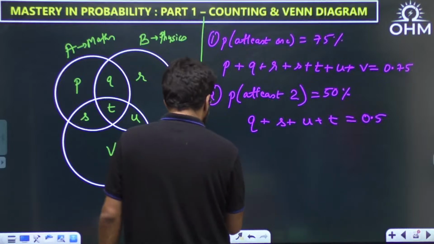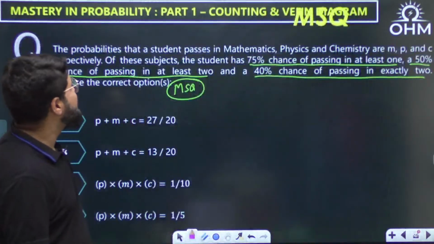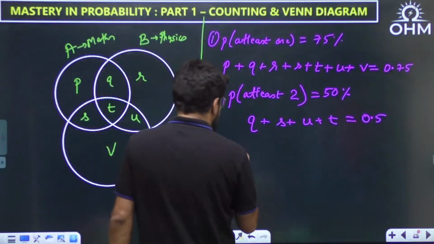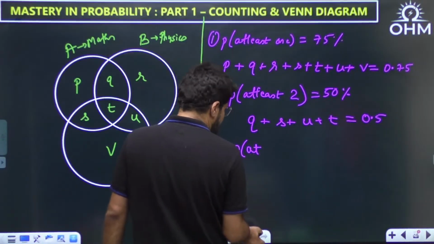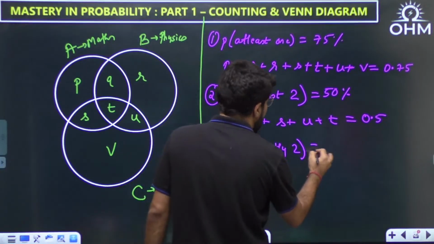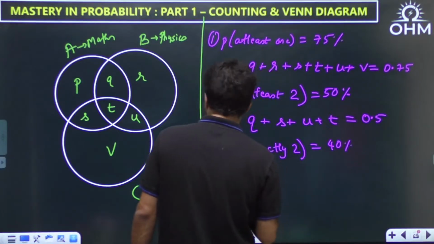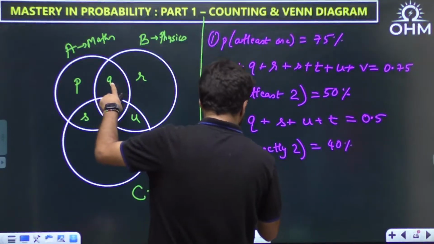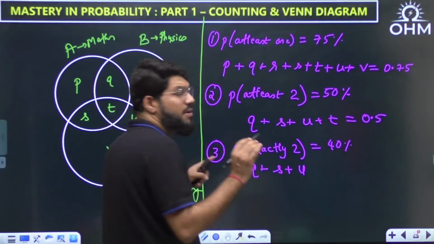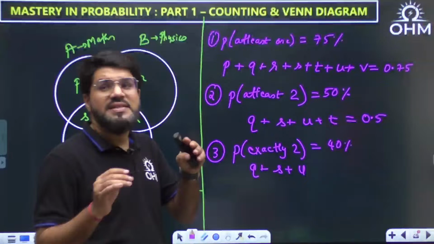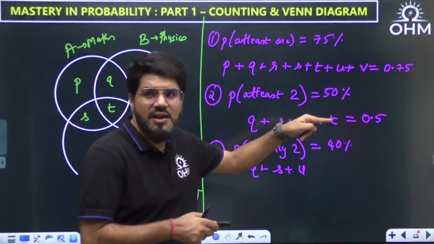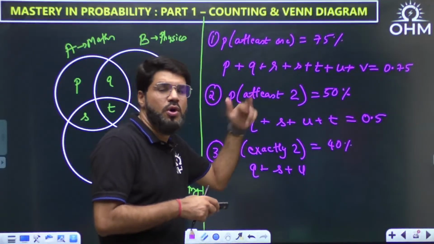And third event, the probability of passing in exactly 2. The 40% chance of passing in exactly 2. Okay, so as we have already noted the difference between at least and exactly, here I am going to talk about exactly 2. Passing in exactly 2, probability 40%. So when I want to write exactly 2, Q will come, S will come, U will come, but not T. T means passing in 3. Here I want only passing in exactly 2, not more than 2. Previous case was at least 2, so 2 or more is allowed. But here exactly 2, not more than 2, not less than 2.